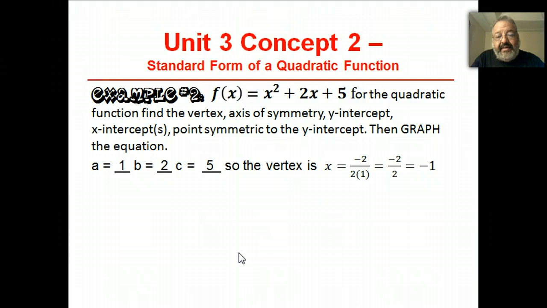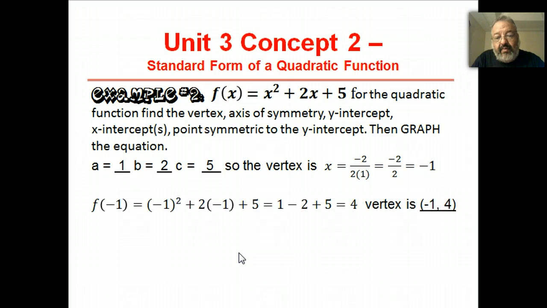And we're going to find the x value of the vertex, which is negative b over 2a again. So negative 2 divided by 2 times 1 is negative 2 over 2, which is negative 1. That's your x value. To get the y value, we plug that negative 1 into all of the x's in the original equation. When we do that, we get 4. So the vertex is at negative 1, 4.